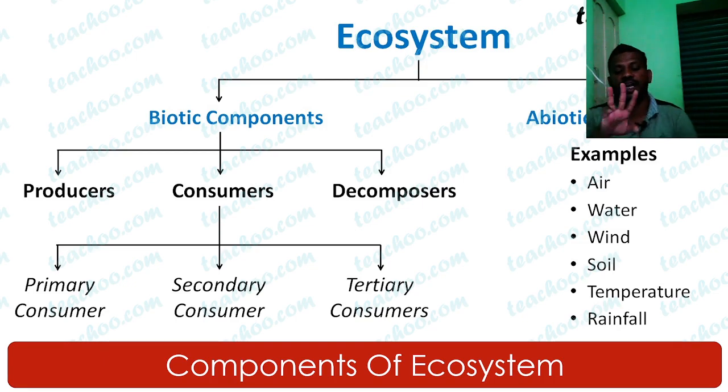In the consumers, we again see three subcategories: the primary consumer, the secondary consumer, and the tertiary consumer. Primary consumers are the plant-eating animals. Secondary consumers depend on the plant-eating primary consumers. The tertiary consumer depends upon the primary and the secondary consumers also. This is known as the ecosystem. Carefully see this flow chart, and you will get a clear idea about this ecosystem.